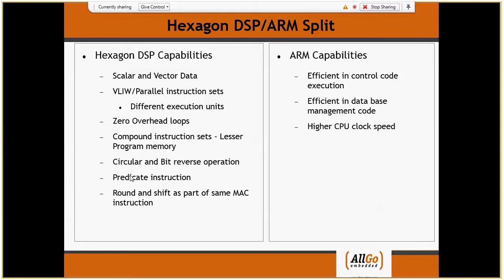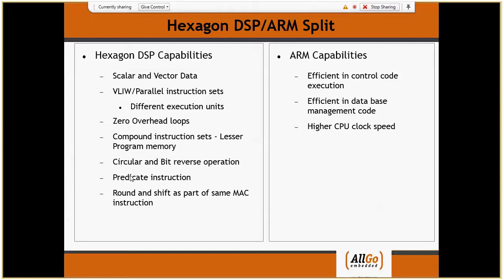So you can do a predicate instruction there. And also it has a round and shift as part of the MAC instruction. So it's a very, very important thing in a DSP type of algorithm. You require round and shift going together along with the MAC. So these are the basic capabilities of the Hexagon DSP.